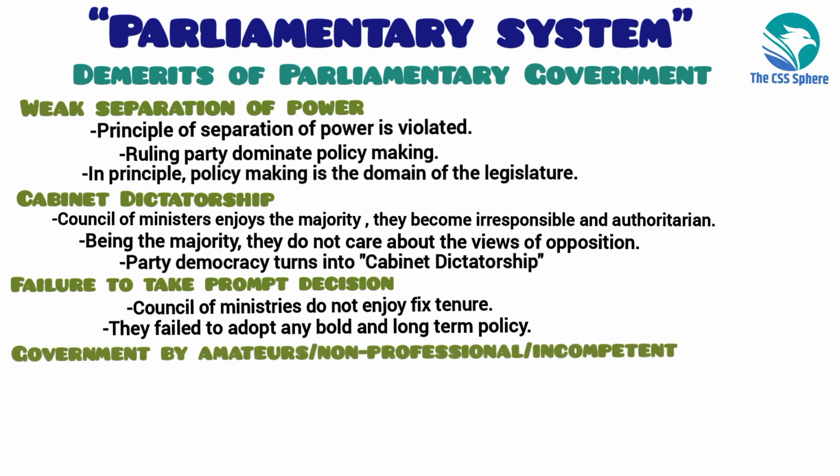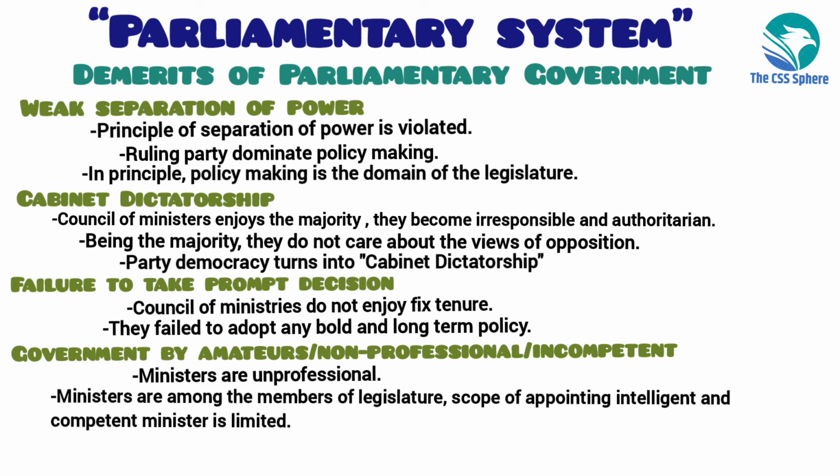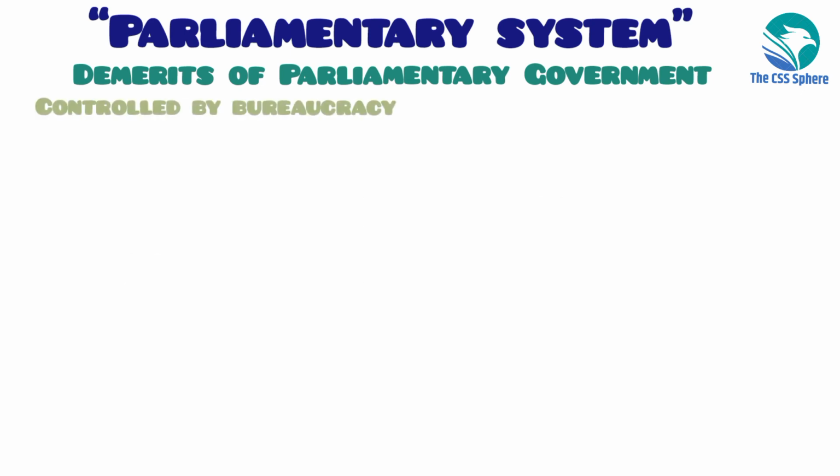Government by amateurs. The parliamentary government lacks competence and effectiveness because the ministers are mostly amateurs. The ministers have to be appointed from among the members of legislature. The scope for appointing talented and competent people as ministers is limited. It is not on the basis of talent for the administration and the government, but on the basis of party service and loyalty.